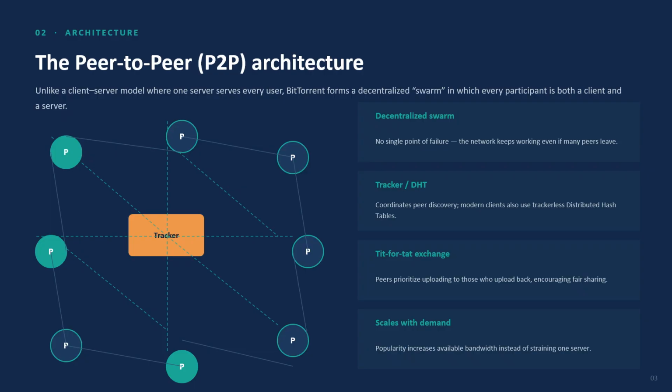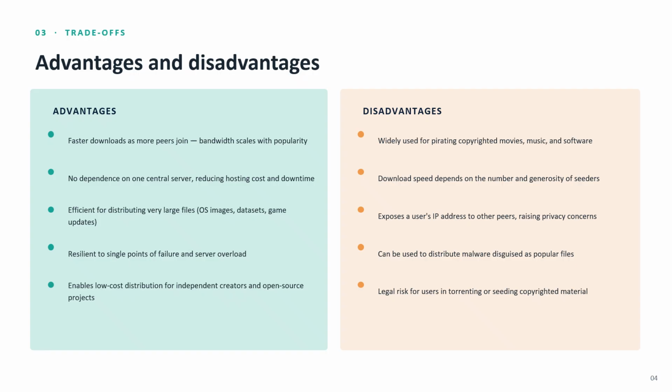Now let's look at the architecture. BitTorrent uses a decentralized peer-to-peer architecture instead of a client-server model. All users form a swarm where every participant acts as both client and server. This architecture has several benefits. There is no single point of failure. The tracker or DHT helps users discover peers. The tit-for-tat mechanism encourages fair sharing by giving priority to users who upload data. As more people join, the available bandwidth increases, improving performance.